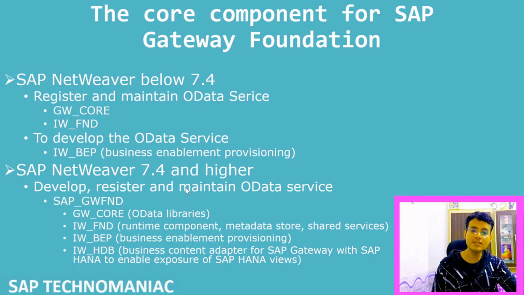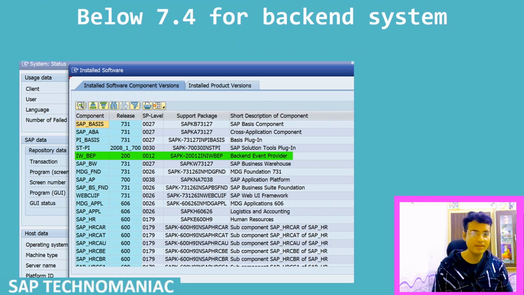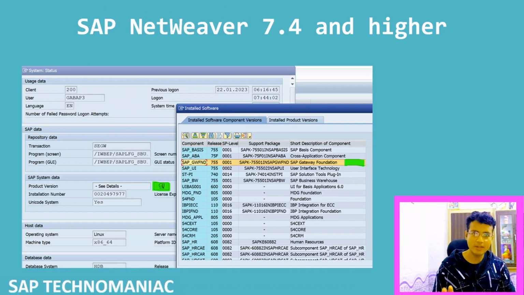So this will help us to register and maintain the service in the system if these two components are available. If your version is 7.4 SP4 and above, no need to worry. You need only one component, SAP_GWFND, and you can do both things. In one of the systems I was in, I could see this component, so I can develop my OData service. If you have this component SAP_GWFND, it will give us all four components. I can develop the OData service in this system, register it, and do all the things within one system itself. The component is SAP_GWFND.